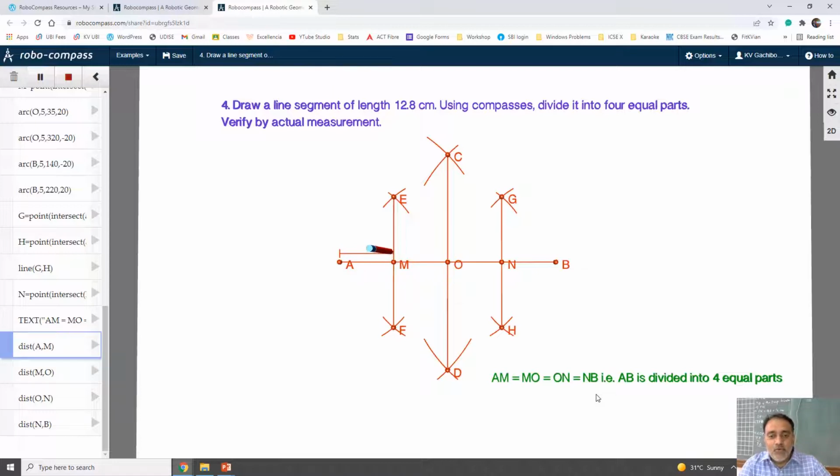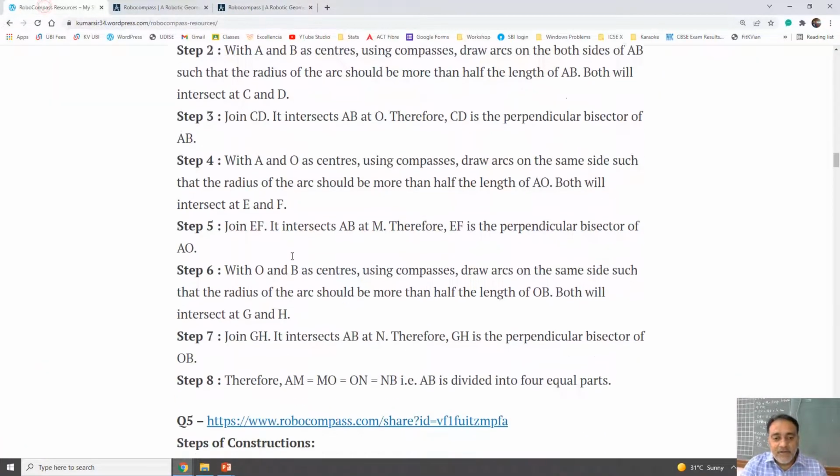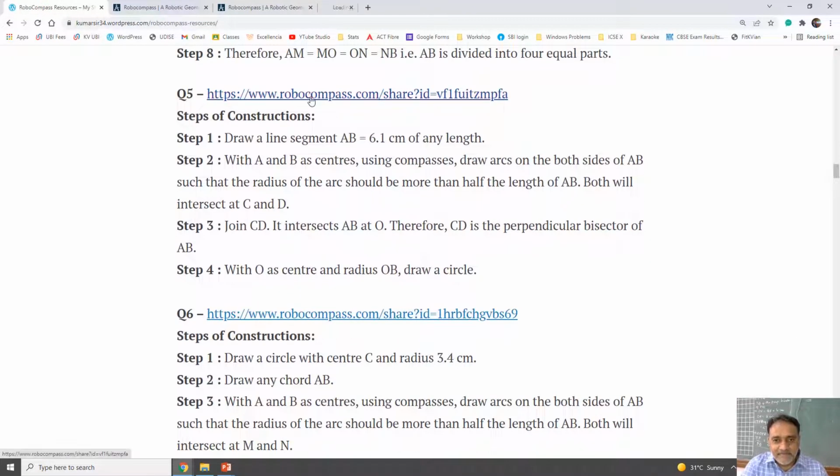Now we are going to verify with actual measurement. See, this is 3.2. This is also coming 3.2. This should also come 3.2. इसको भी हम लोग actual measure कर रहे हैं. This is also 3.2. And the last, NB, is also 3.2. So hence verified. Okay, so this is question number 4. Now we are moving toward question number 5.